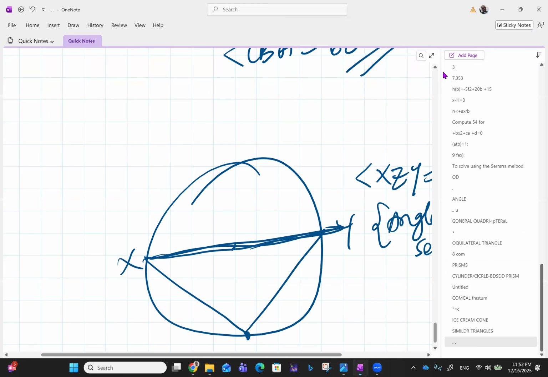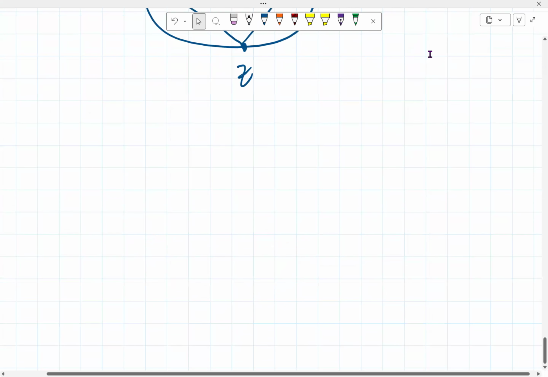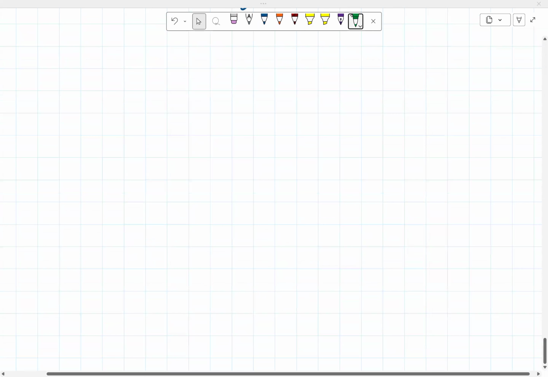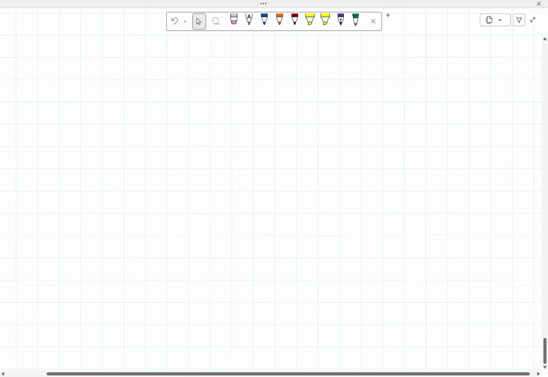Well, that may sound confusing, but let's go ahead and demonstrate it so you can get the full gist. We're talking about the fact that opposite angles of a cyclic quadrilateral sum up to 180 degrees.